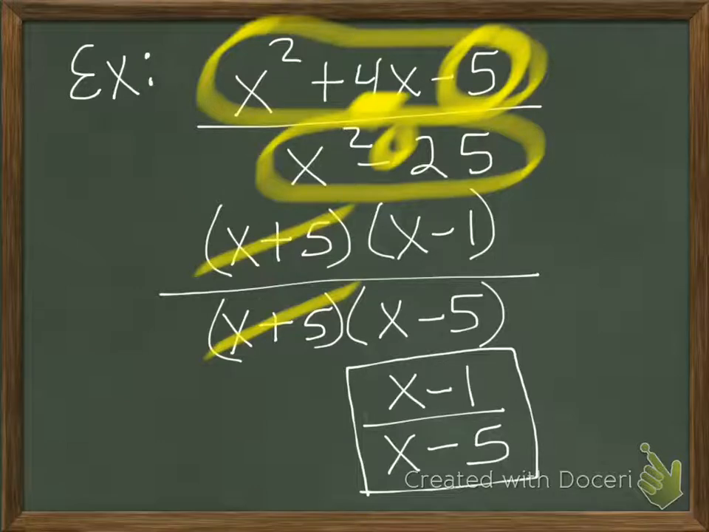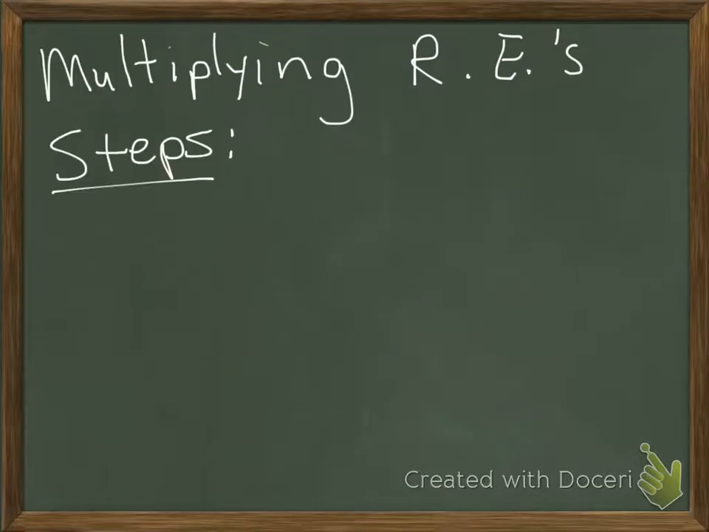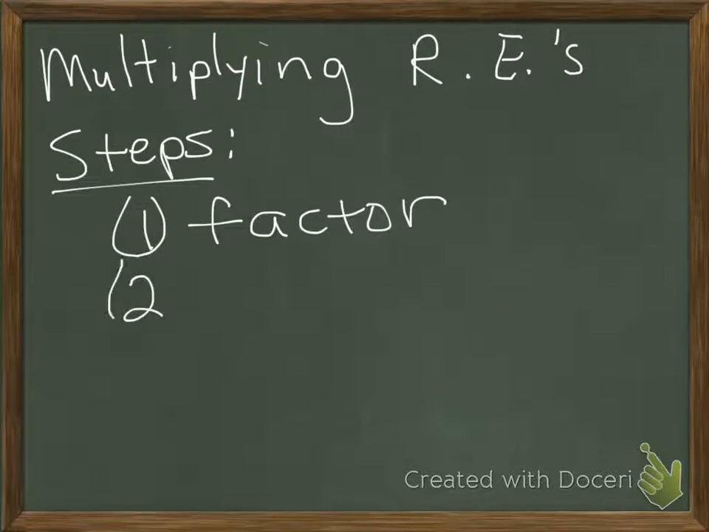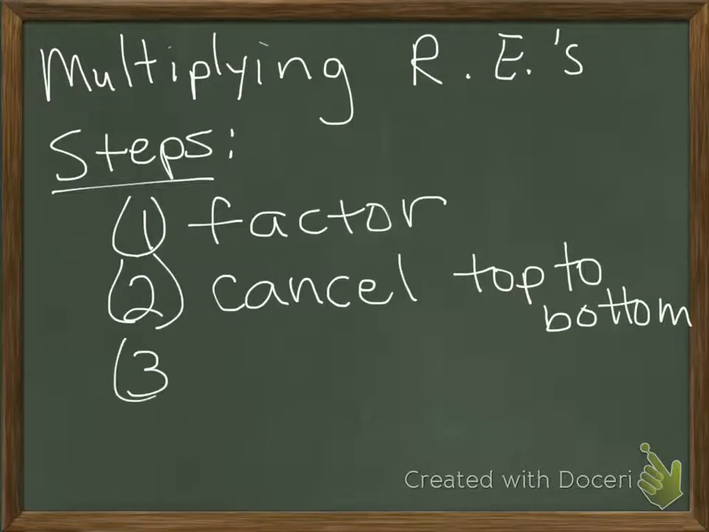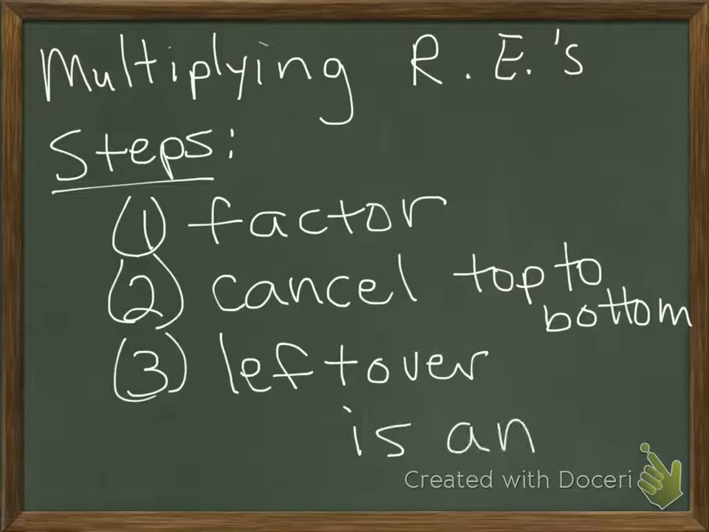That's how you simplify. Next we're going to do some multiplying, and you're going to see some very familiar steps. So to multiply rational expressions, here's your steps. First step, factor. Second step, cancel top to bottom. Third step, write what's left over as the answer. Those are the exact same steps as when we simplify. And it's the exact same process.